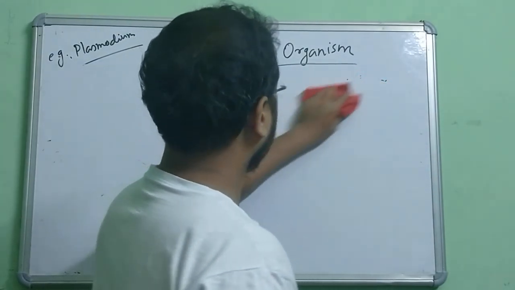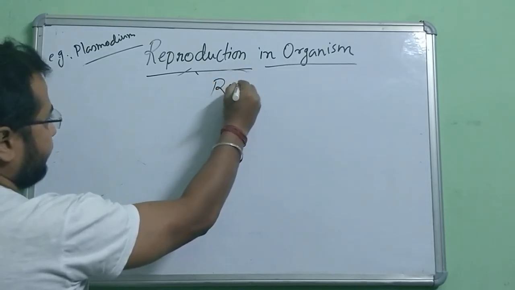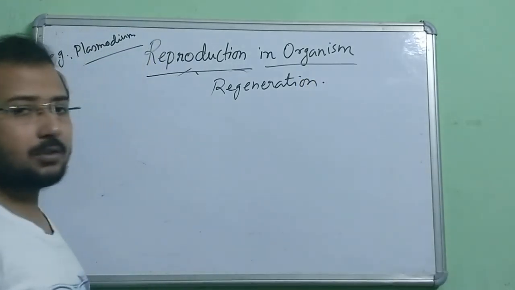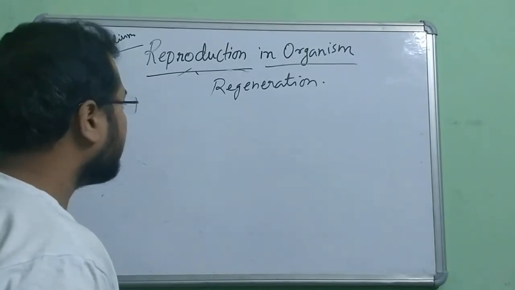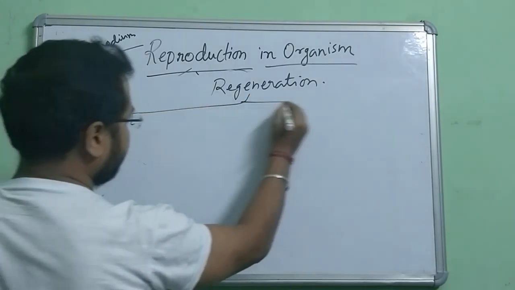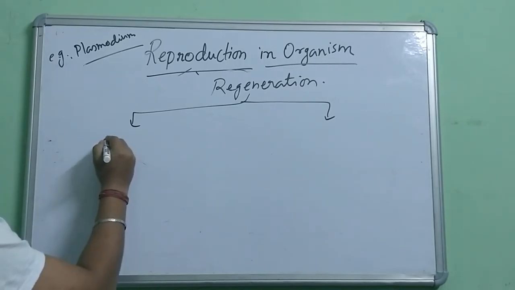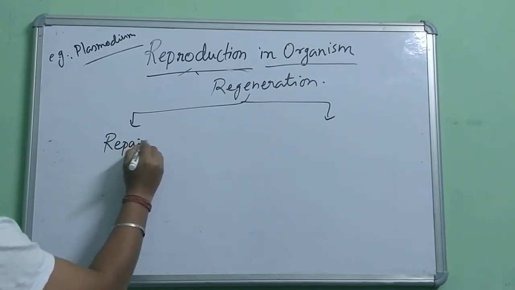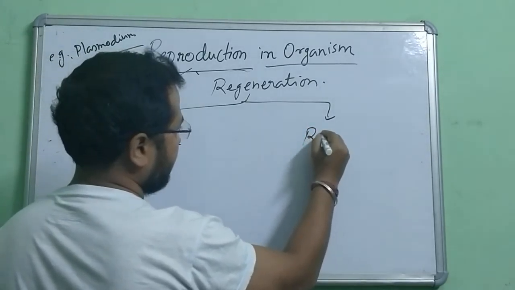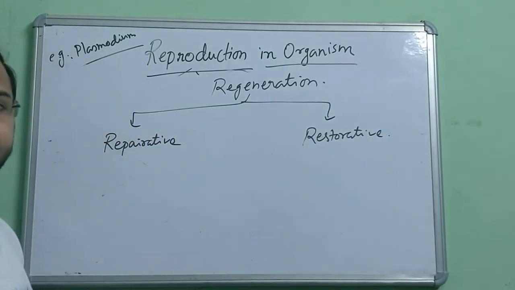Fine. Next is regeneration. This is also a very, very important asexual reproductive mechanism. Regeneration is of two different types. One is reparative regeneration and another is restorative regeneration.